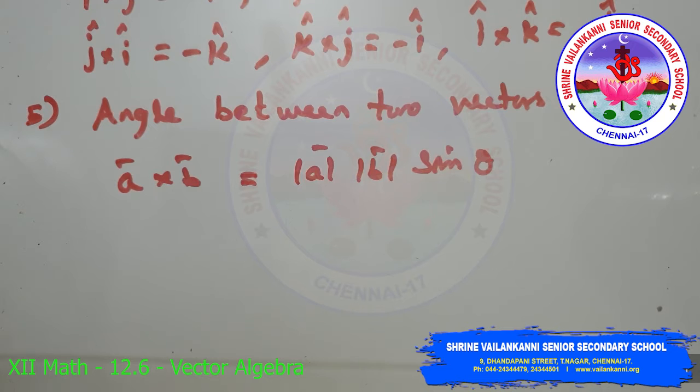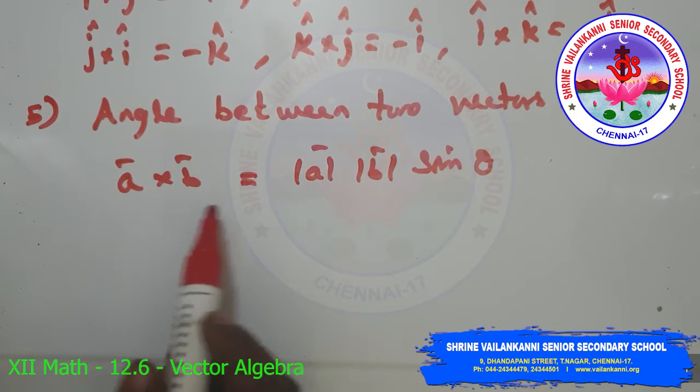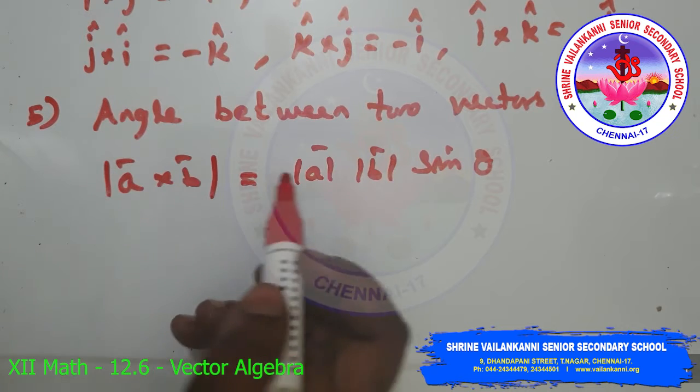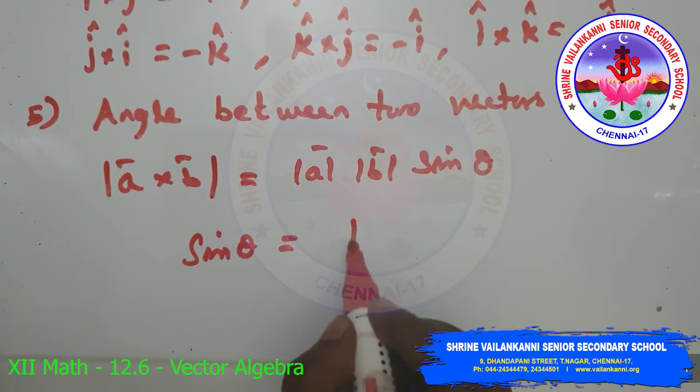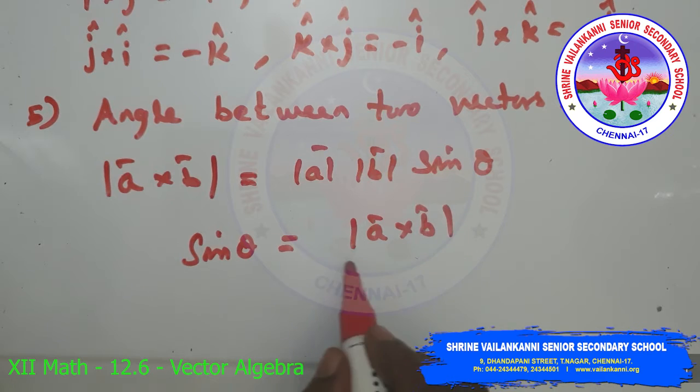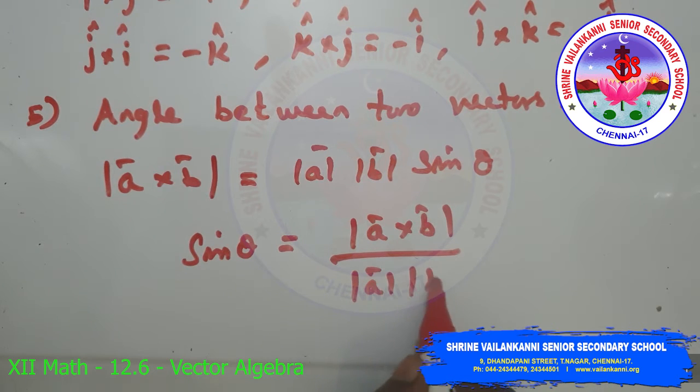Angle between two vectors a and b in a vector product given as a cross b, which is equal to magnitude of a into b into sine theta. So sine theta is equal to magnitude of a cross b divided by magnitude of a into b.